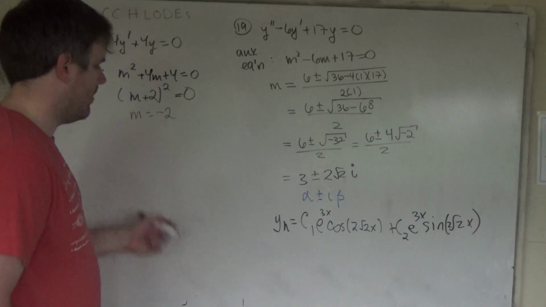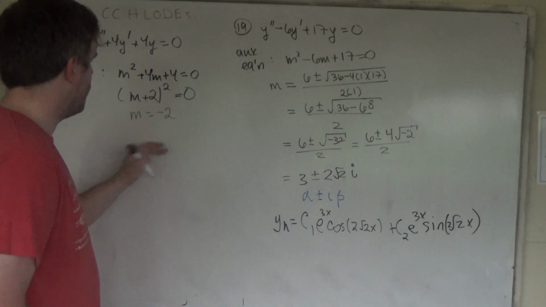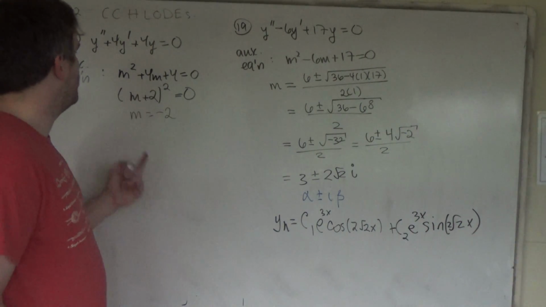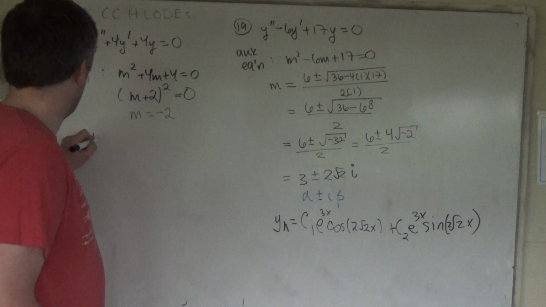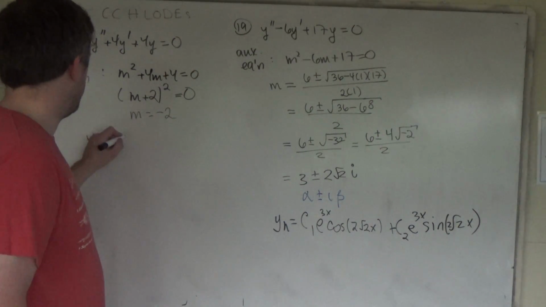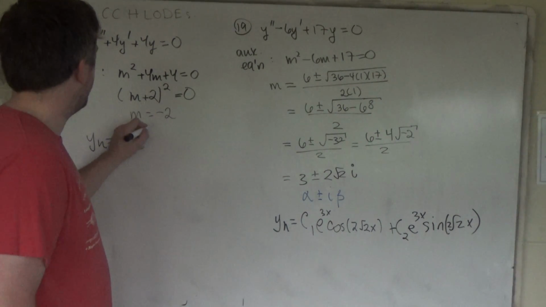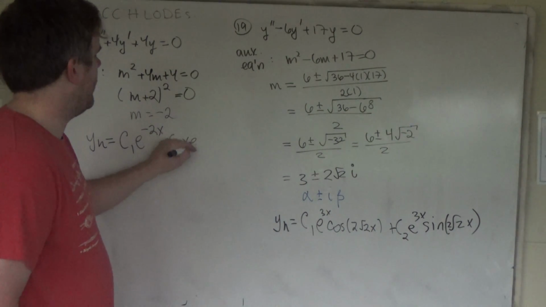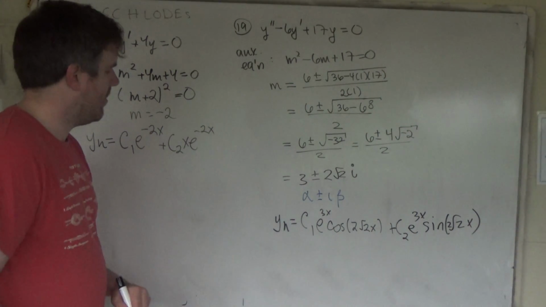Well, luckily, we have a repeated root case for the solution of our homogeneous equation. So we can just go ahead and write down what we should get. c1 e to the negative 2x plus c2 x e to the negative 2x. And that's it.